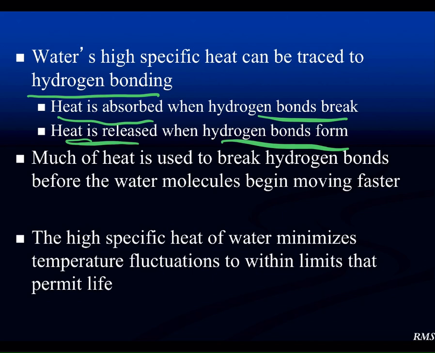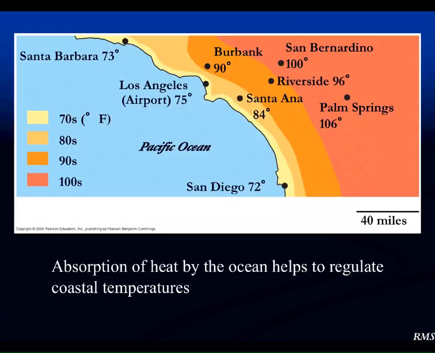Now, biologically, this is important because water can help balance the temperature inside of organisms or even in different habitats. So high specific heat of water can help prevent temperature fluctuations. So if we look at this as an example, here's California. And you could be in California in the middle of a hot summer day.